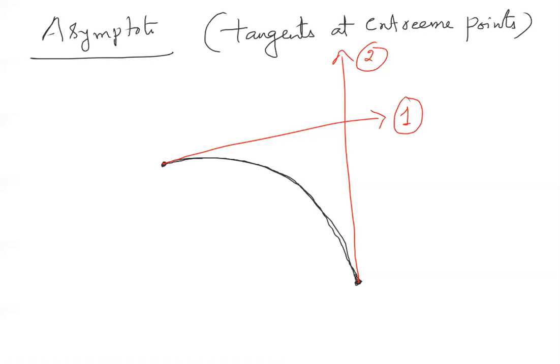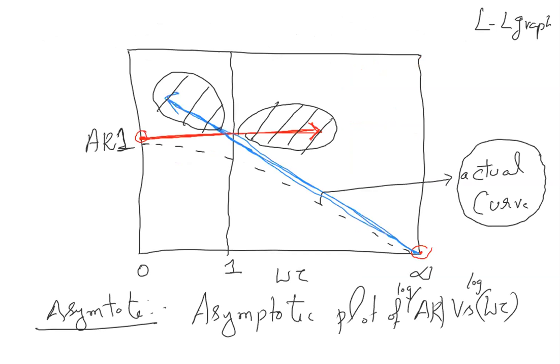So this is one tangent and this is one tangent. Let's take this curve. At the extreme points, this is one extreme point, and this is another extreme point. So you have two extreme points. Tangents at extremes are called as the asymptotes. Now, if you draw this curve, we'll have 2 points.